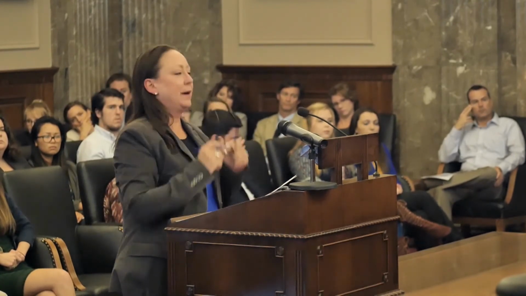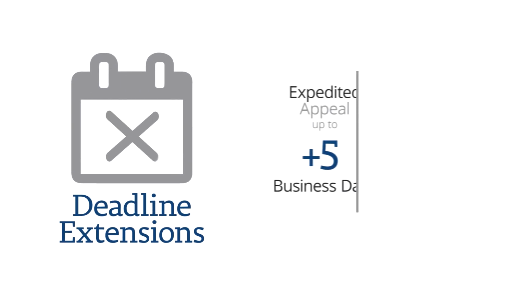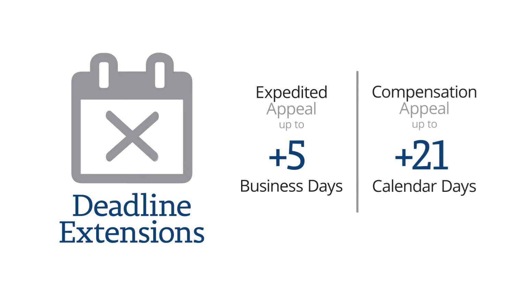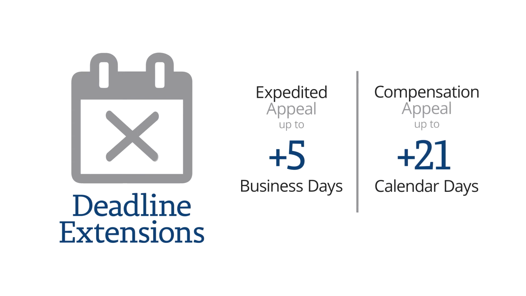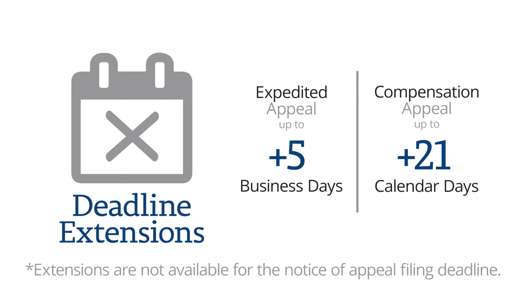If oral argument is held, the judges will have familiarized themselves with your case. It is also common for the parties to be asked questions about their legal arguments. If you need more time to file a brief or transcript or perform some other action on appeal, you may request an extension of time by filing a motion with the appeals board that explains how much time you need and why. The appeals board will then act on your motion. However, an extension of time cannot be granted for filing the notice of appeal.